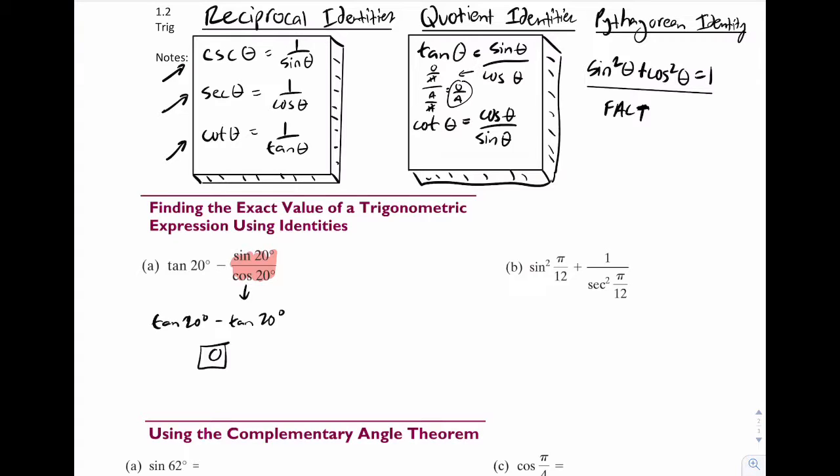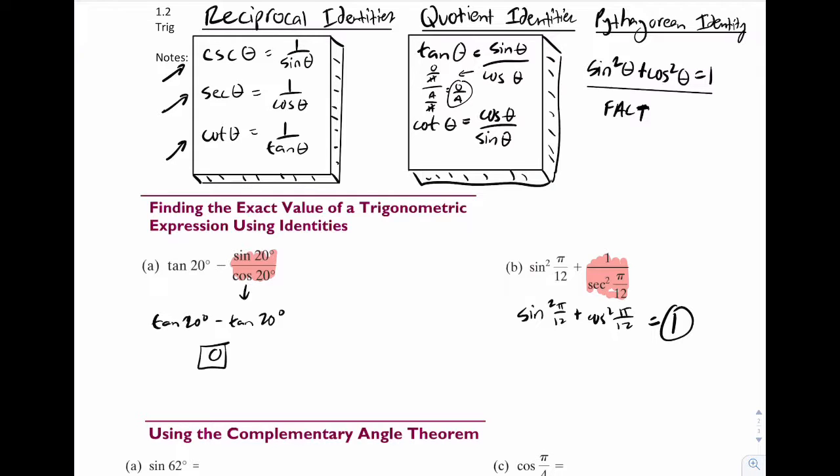You're done. B, sine squared of some angle plus 1 over secant squared. Again, let's look right here. Secant is the reciprocal of cosine. So let's rewrite it. Sine squared pi over 12 plus cosine squared pi over 12. And then look at your Pythagorean identity. That's equal to 1. That's the answer.